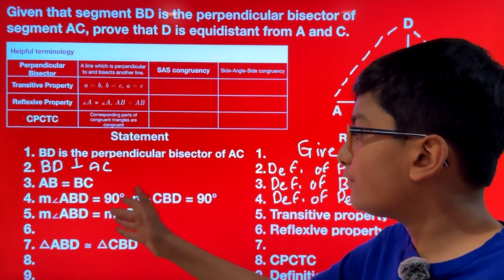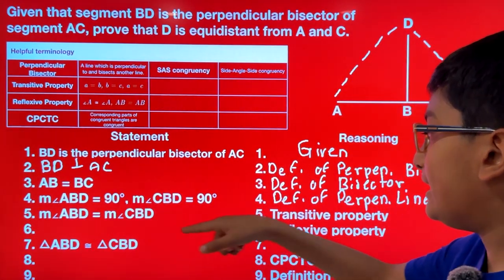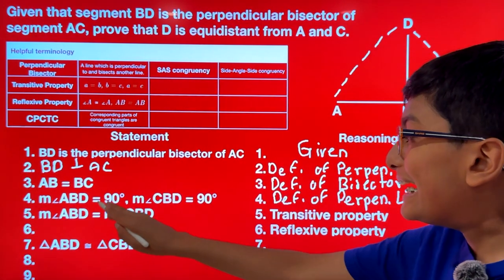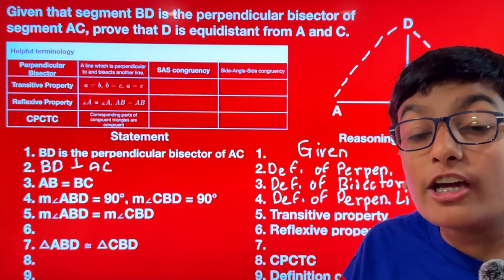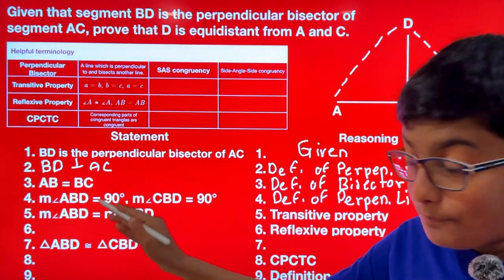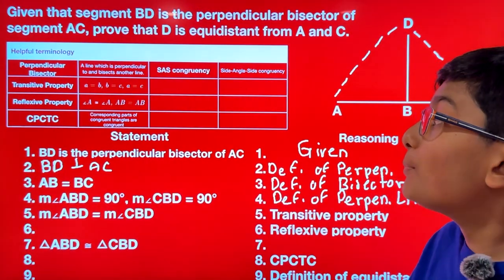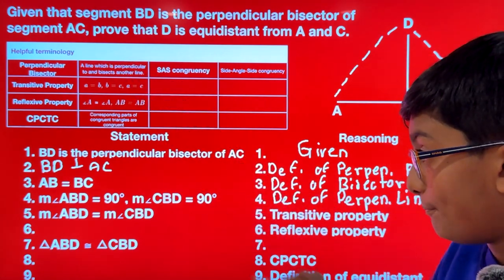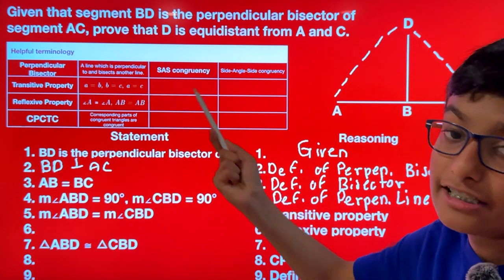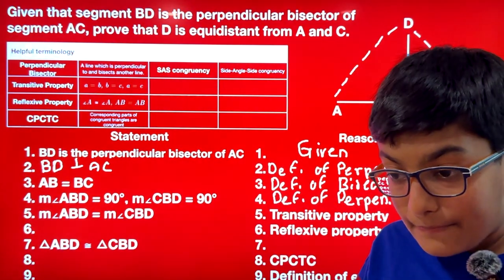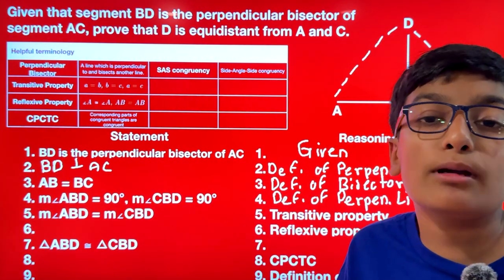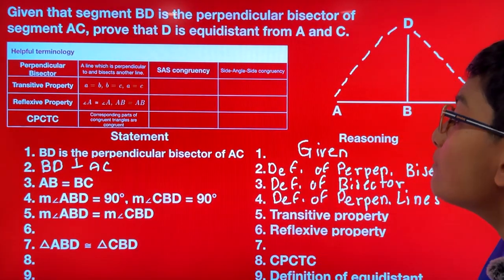And now we have statement number 5, which is that the measure of angle ABD is equal to the measure of angle CBD. And this would be because ABD and CBD are equal to the same thing. The reason for this statement here is the transitive property. As we can see in our helpful terminology, the transitive property states that if A is equal to B and B is equal to C, A is equal to C. That translates into if two things are equal to the same value, same number, then those two things are equal. So we have transitive property here.